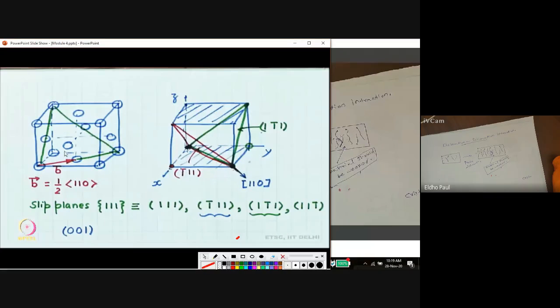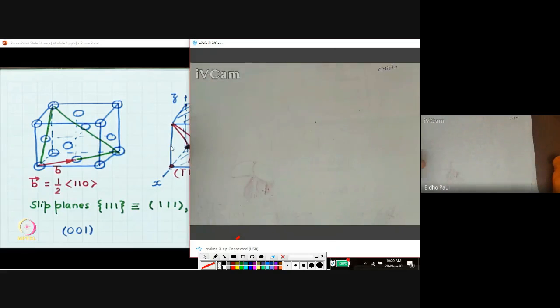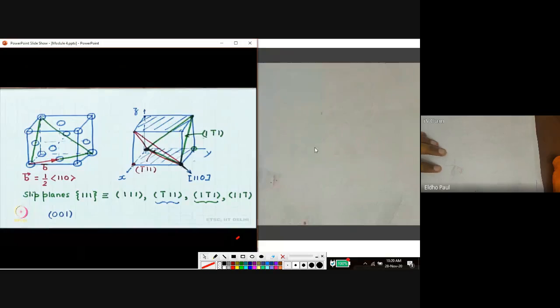This is an FCC structure. In the FCC structure, the favorable slip planes are the 111 family. These are the slip planes. In these slip planes, dislocations can easily move because the atoms are closely packed. I am taking two slip planes, 1-11 and 1-1. The red and green colors are those two slip planes which are favorable for slip movement.